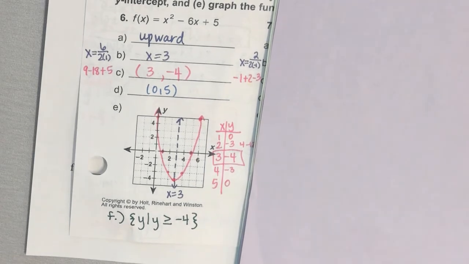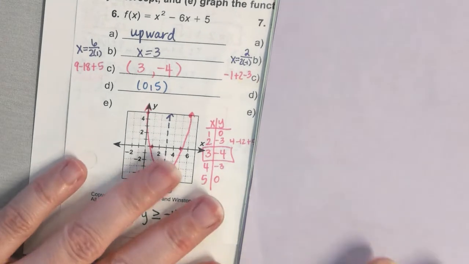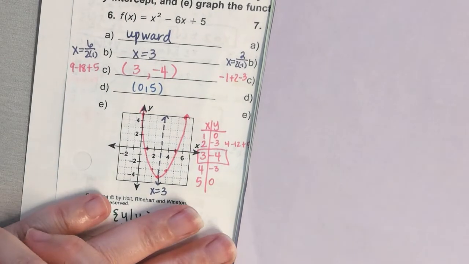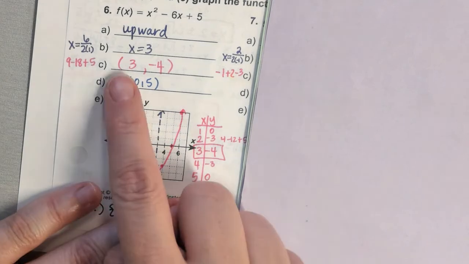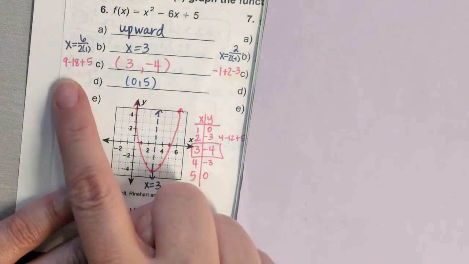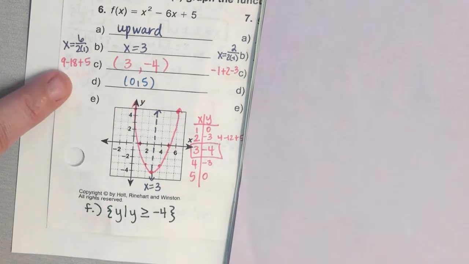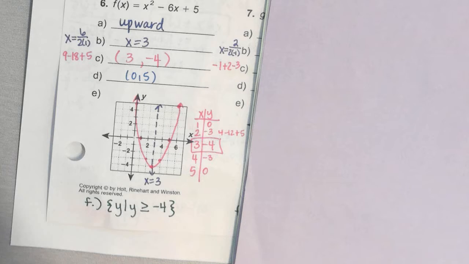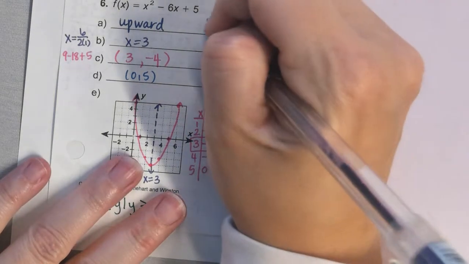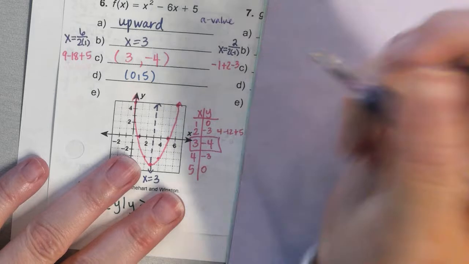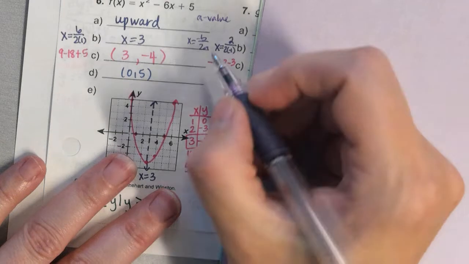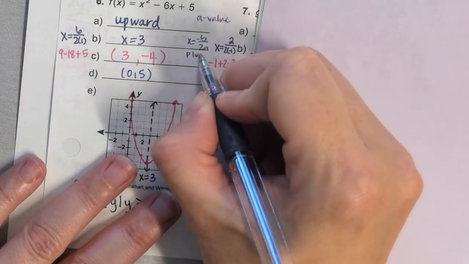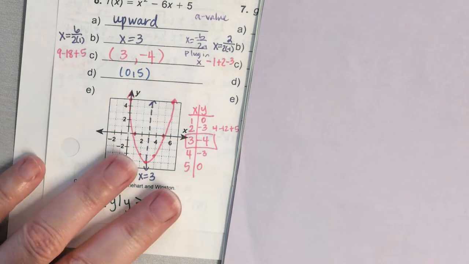Okay, so upward or downward depends on your a value. Okay, so you're going to look at your a value. For B, that's when you use the opposite of B over 2a. For C, you should have 3, negative 4. You are going to plug 3 into your original equation, and that is the work that you see that I wrote over here. Okay, so for part A, look at the a value. For part B, you do x equals the opposite of B over 2a. For part C, you're going to plug in x to find y. Okay, so that's how you get 3, negative 4.